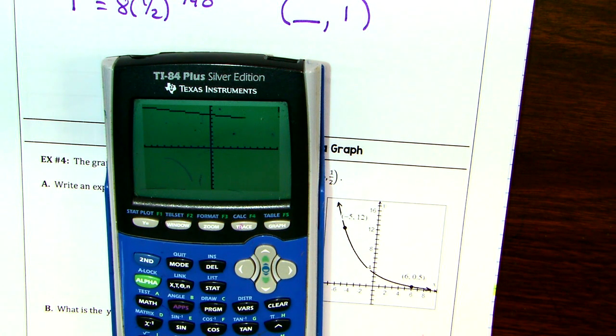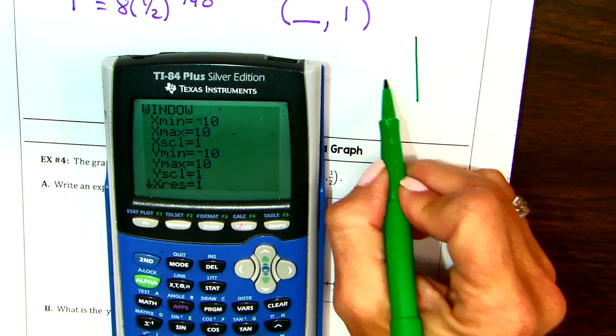And if you hit graph, it doesn't look like a whole lot. So your first reaction might be, wait a second, did I do something wrong? And the answer is you didn't. You didn't do anything wrong. We're just really zoomed in. Remember, your calculator defaults to windows in every direction of 10: 10, 10, 10, 10.